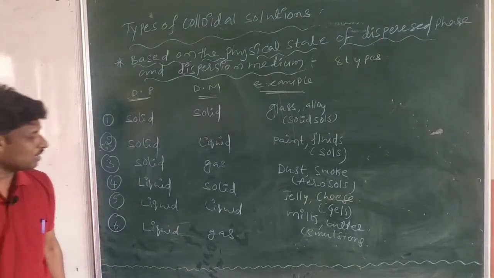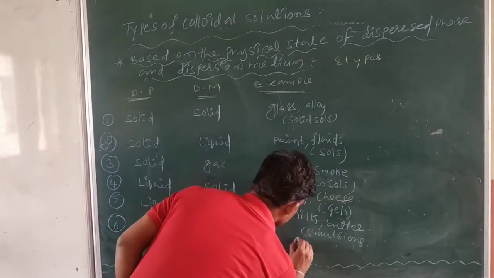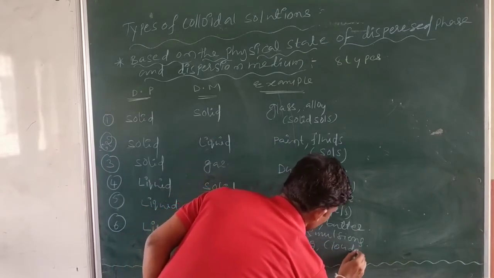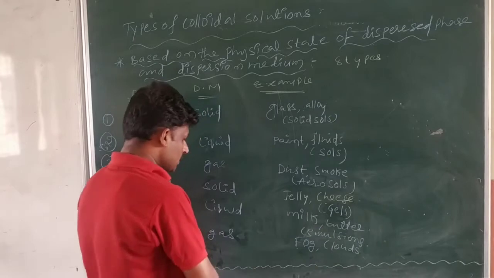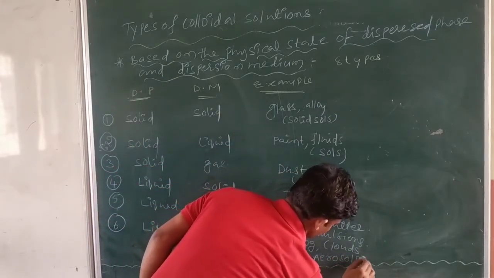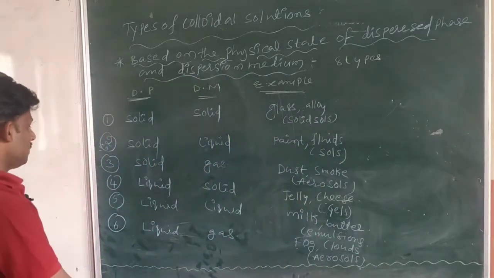That is nothing but these are also aerosols. These are also called aerosols. In this case, we may take fog, clouds. Formation of clouds, you know, clouds. These are called aerosols. This comes under aerosols. So these are the 6 types.